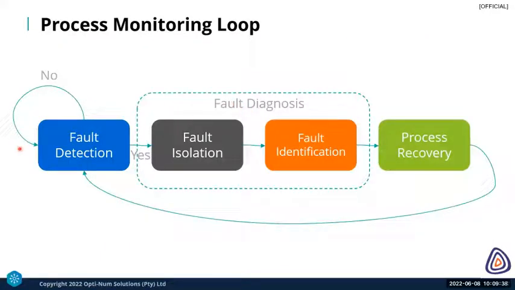So the process monitoring loop is typically a model to describe how fault detection is performed. Generally, fault detection is performed continuously and is a trigger that lets us know when a fault has been detected. Once we have detected the fault, we then move into the fault diagnosis stage, which consists of fault isolation and fault identification. Once we've identified the fault, we start to rectify the process, and this brings us back into the loop of fault detection. So generally, the process monitoring loop consists of the key aspect of fault detection, and this triggers the recovery of the process.